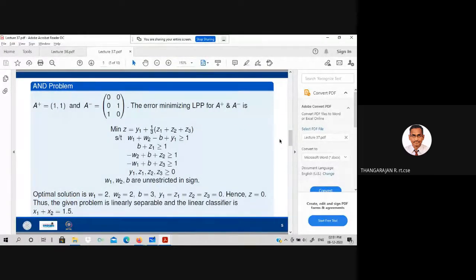Here, in the case of AND, z was 0. The minimum value of z was 0, because we cannot have other values in the binary problem. So the value of z can be 0 or 1. 1 is if z is maximum, and 0 means there is minimum.